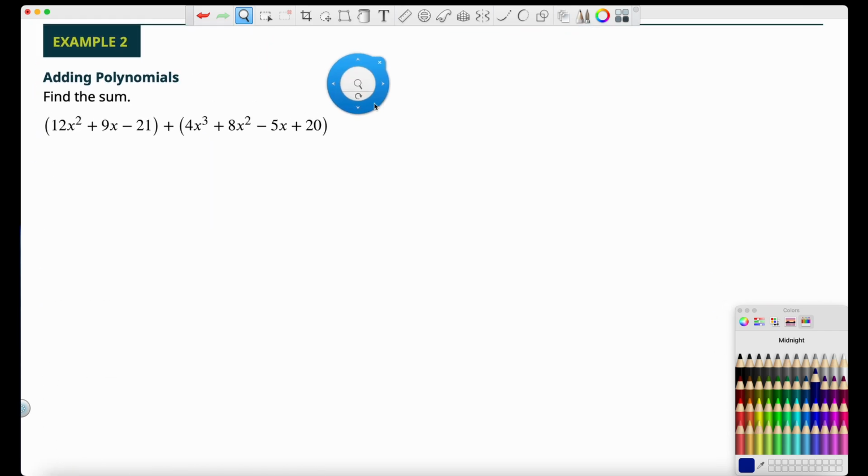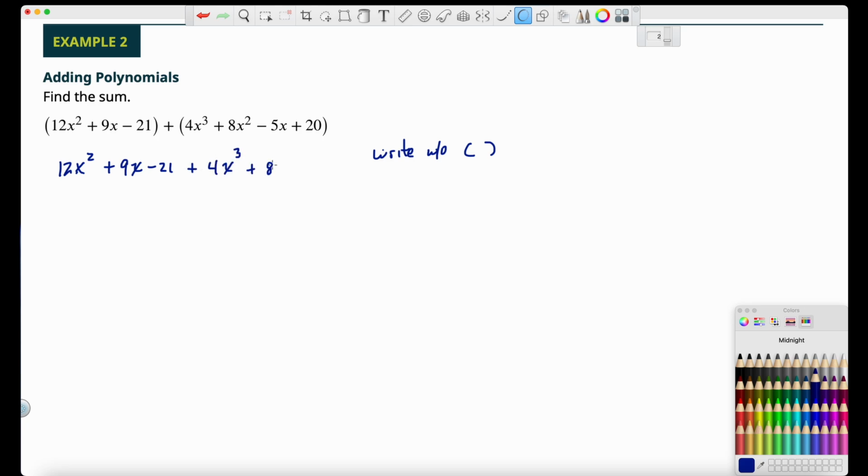Example 2, adding polynomials. Find the sum. Okay, so we have these two polynomials that we're adding. Why don't we write without parentheses here? So we can just, there's nothing to distribute here. It doesn't change any of our values. And from here, we can look at grouping them into like terms so that we can add those like terms and then simplify.